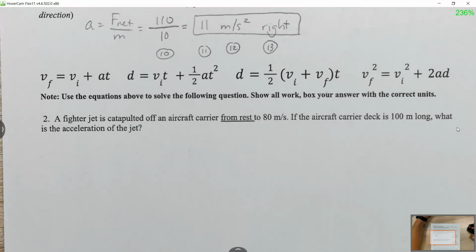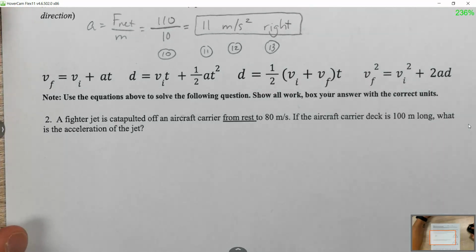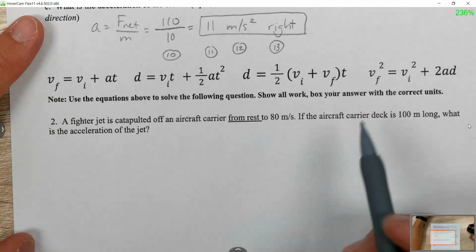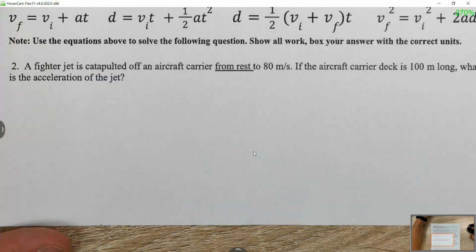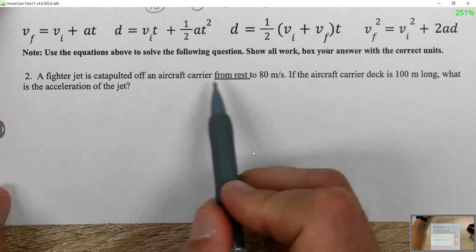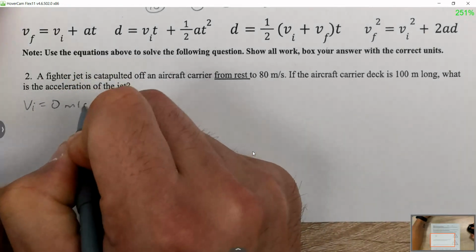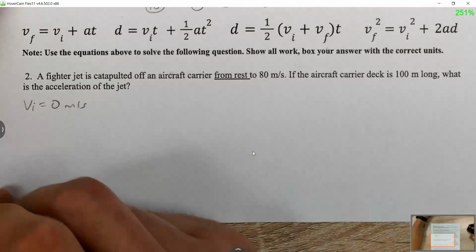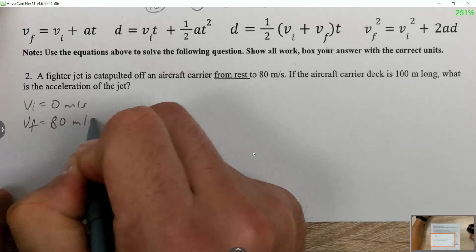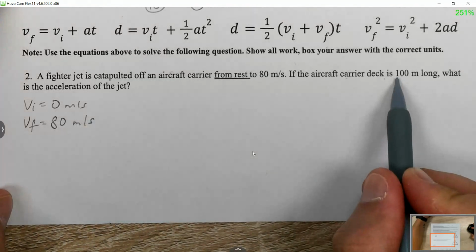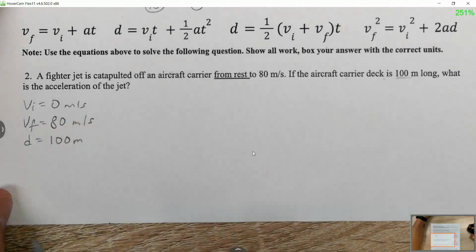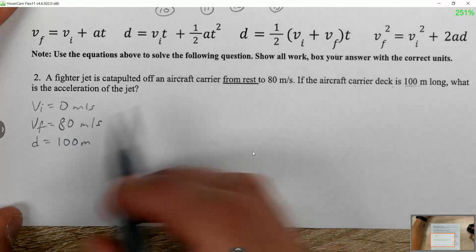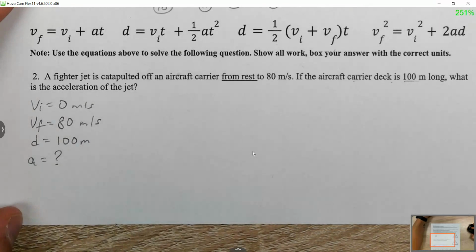So what are we doing on this one? Again, what you're going to need to do is show everything: all your given variables, what you're looking for, the equation we're going to use, and the work. From rest means your initial velocity is 0. You get up to this speed, which is your final velocity, 80 meters per second. The deck is 100 meters long, so d is 100 meters. Then it asks what the acceleration is, so your acceleration is the question mark.